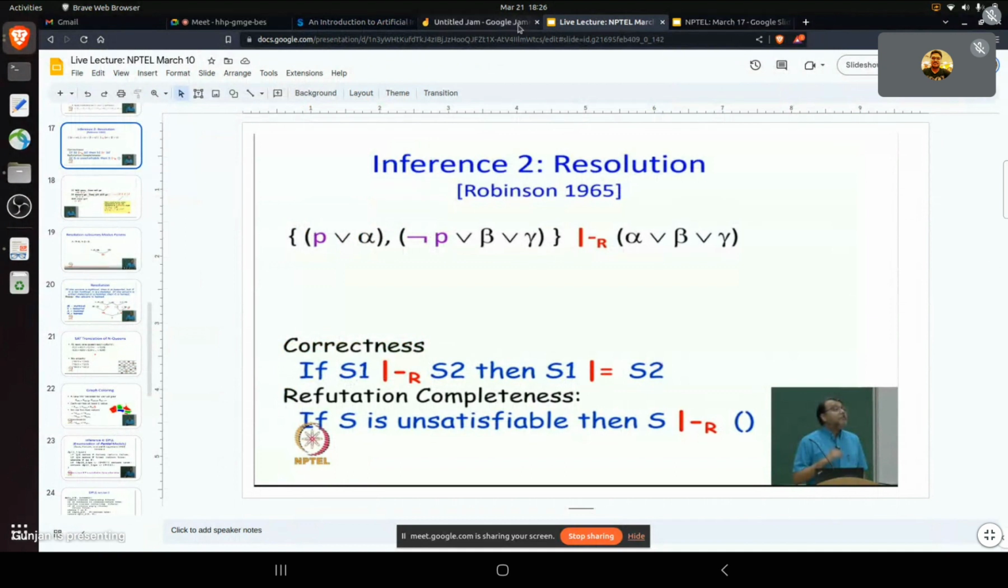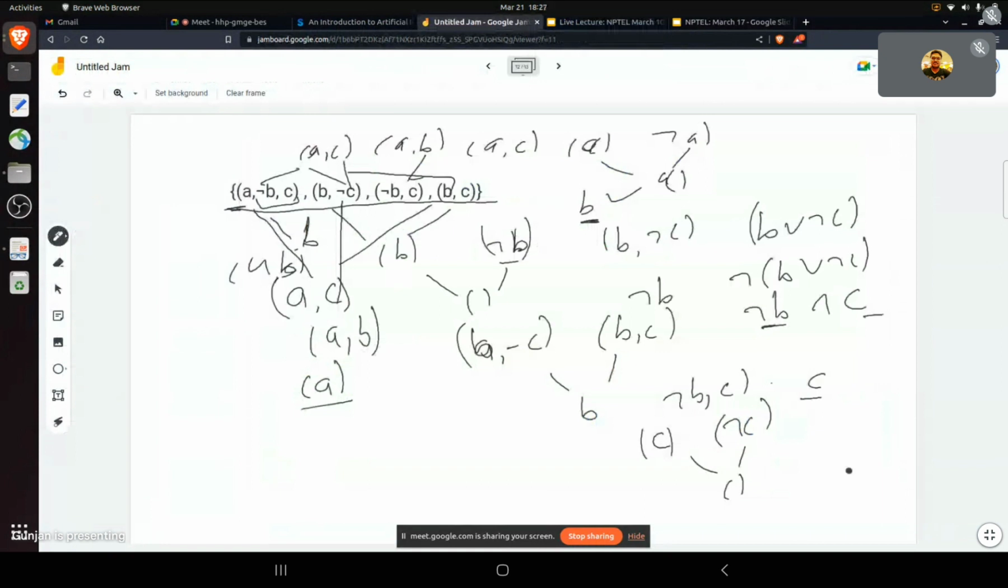See what I did here. If you just ignore this not C part, which I did for the sake of explanation, we were able to show, by doing some sort of refutation steps, that yes, we can get C and we can get B. And I think we can also directly get C by doing not B or C, and if we do just this, then we will get C, right? If we just resolve these two, we will get C.